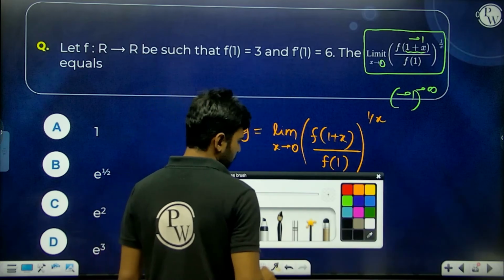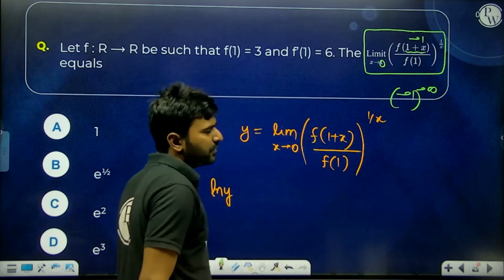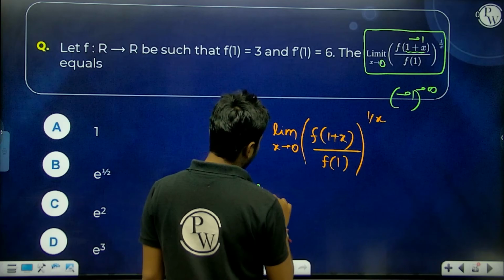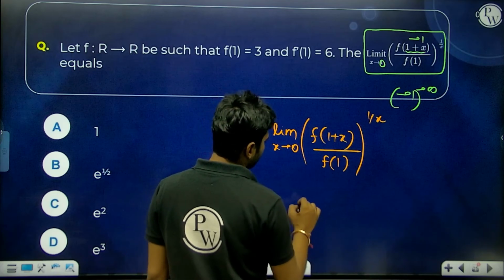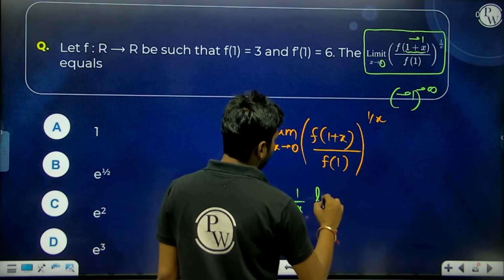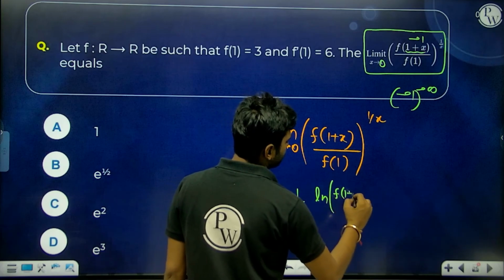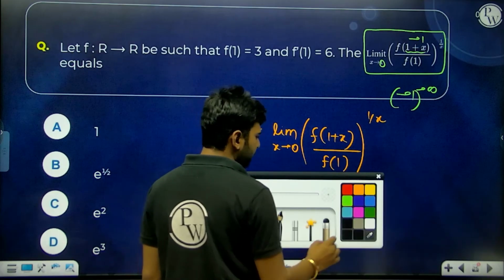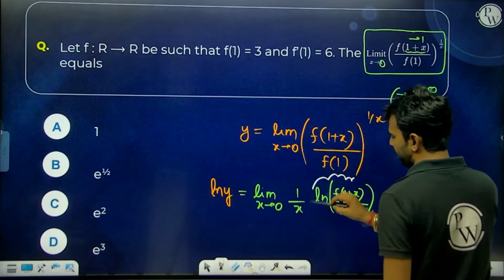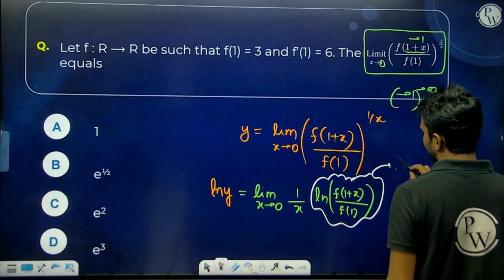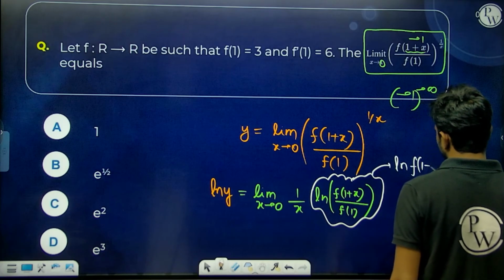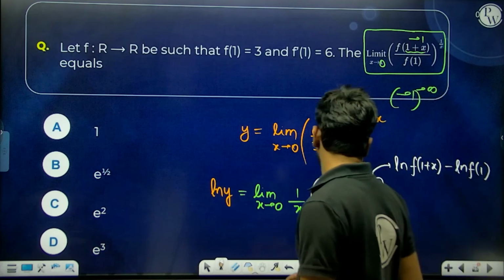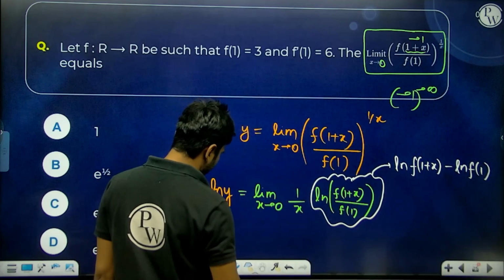Now take logarithm both sides. Whenever the power is variable, take logarithms both sides. So the moment you take it, you're going to have limit x tending to 0, this 1 by x will come in front, ln of f of 1 plus x upon f of 1 will come. And this very same thing, you guys can apply the property of logarithm over here, that is ln a minus ln b. So this can be written as ln f of 1 plus x minus ln f of 1. Yes or no, beta?